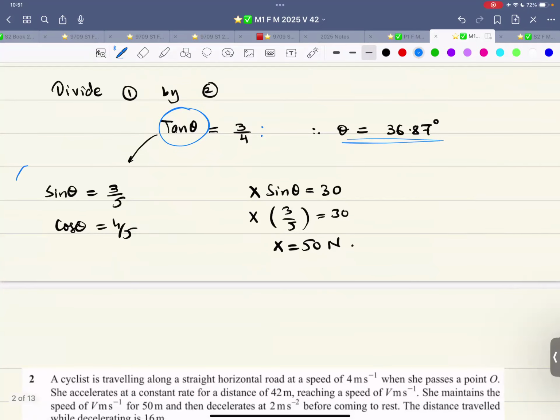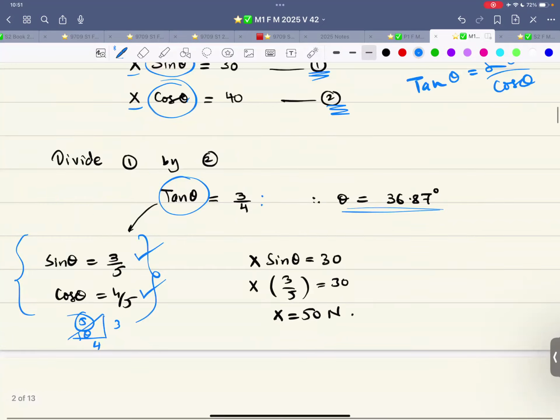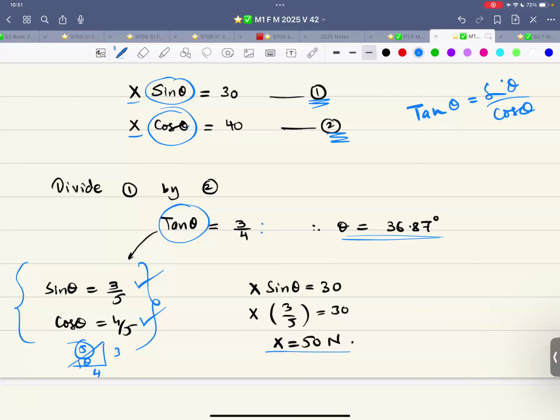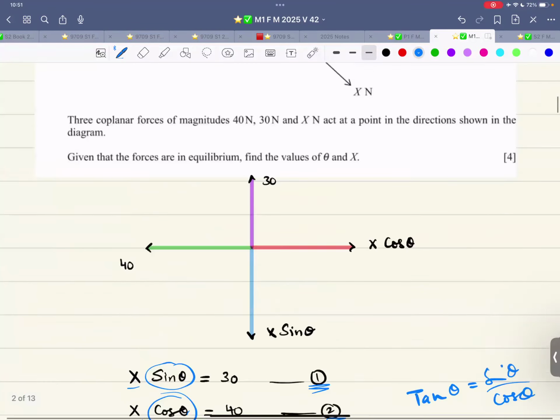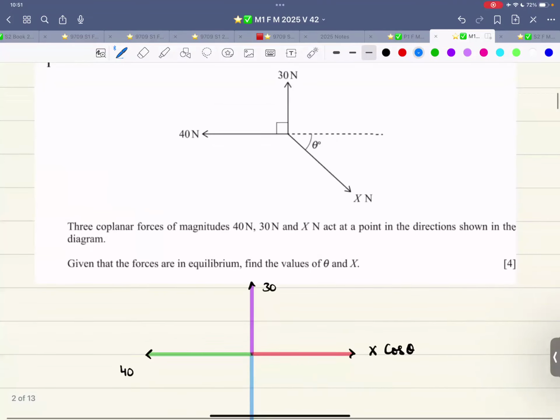Now, based upon the concept of the triangle that I draw, if this is theta, this is 3, this is 4, hypotenuse is 5, I get sine and cos. I can plug into one of the equations and I get the value of x. So the first question was very simple for 4 marks.